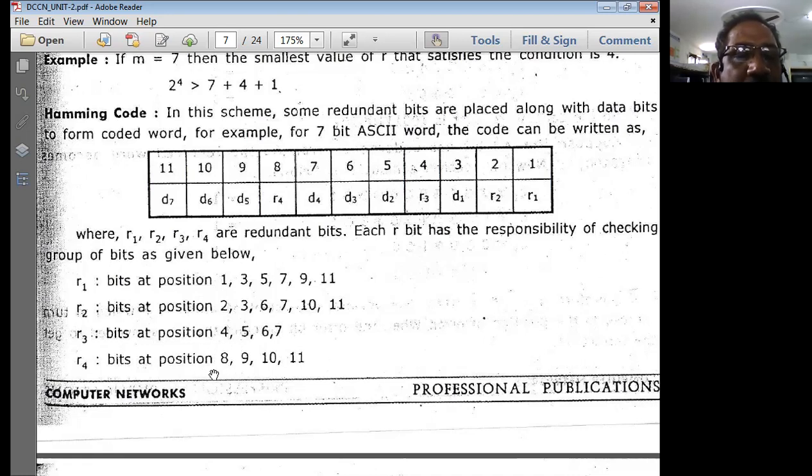R4 bit, R4 bits at the position of R4. What bits am I going to consider now? 8, 9, 10, 11 I am going to consider now. So I'm going to consider these 8, 9, 10, 11.